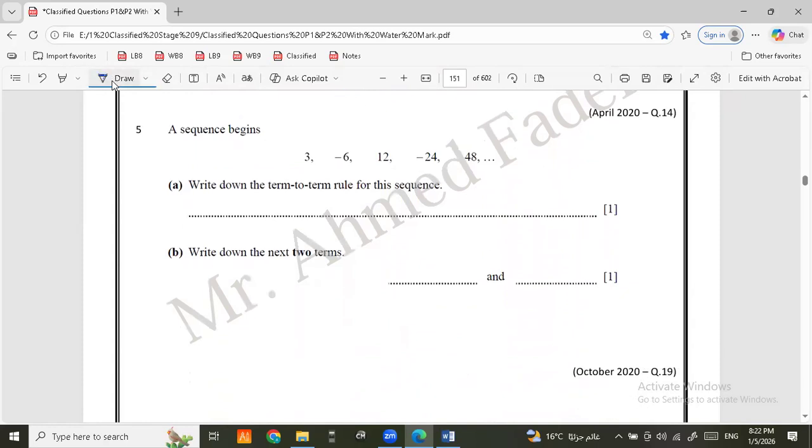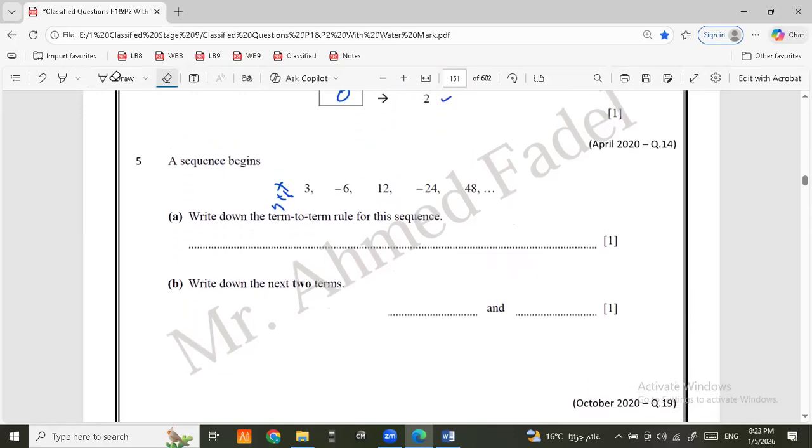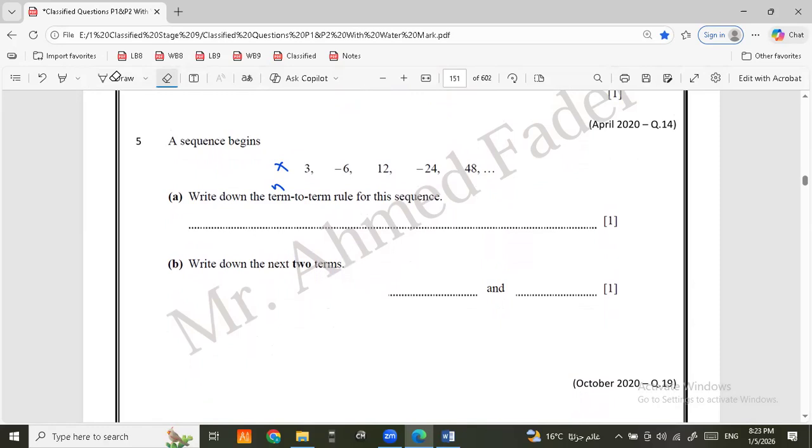Next, a sequence begins this way. Write down the term-to-term rule. Here, what happened? We minused 9. Then here, what happened? We plused. Okay, here it is not minusing and plussing. They're not requesting the nth term. They are requesting from you the term-to-term rule. So we don't want to get confused. Don't get confused like what was going to happen with Mr. Ahmed right now. So they are requesting the term-to-term rule.